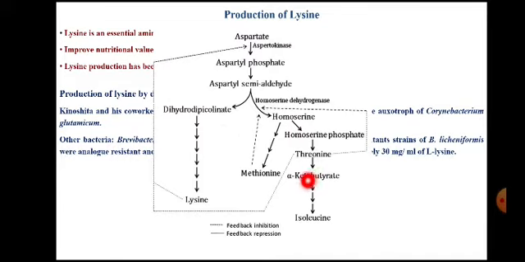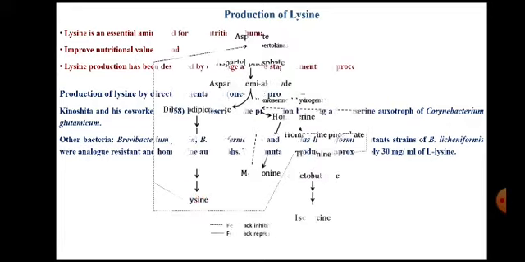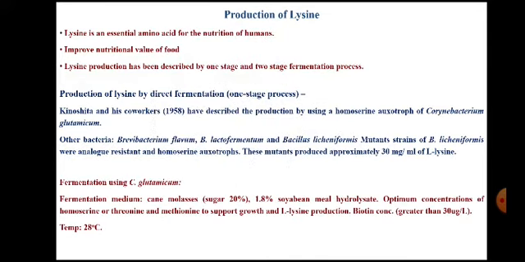Other mechanisms are that threonine is independently responsible for the inhibition of homoserine dehydrogenase enzyme. Methionine is again independently responsible for inhibition of homoserine dehydrogenase. So this is the biochemical pathway, and this will be helpful for us to understand the overproduction of lysine. This part we have already studied last semester under the strain improvement chapter.